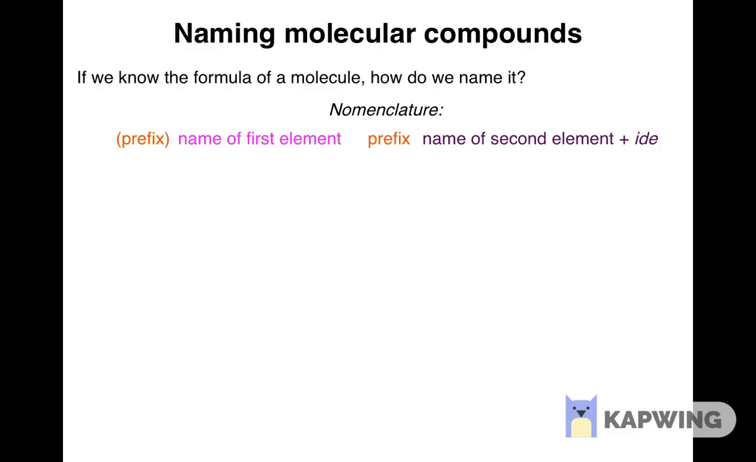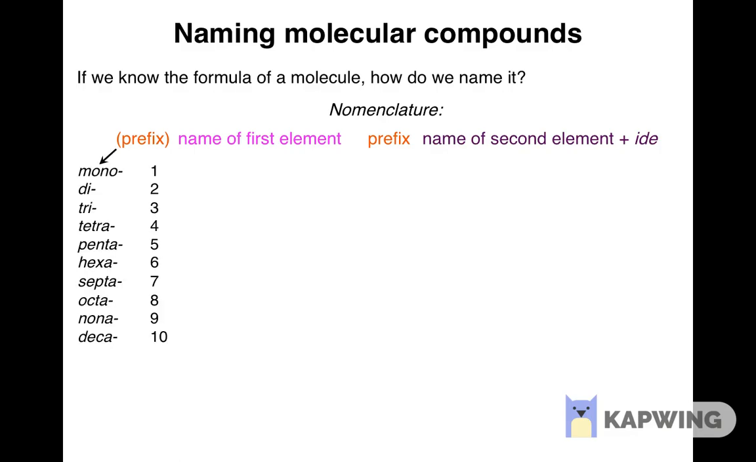The prefixes that indicate the number of atoms of the elements are the following: mono meaning 1, di meaning 2, tri meaning 3, tetra meaning 4, penta meaning 5, hexa meaning 6, septa meaning 7, octa meaning 8, nona meaning 9, and deca meaning 10.